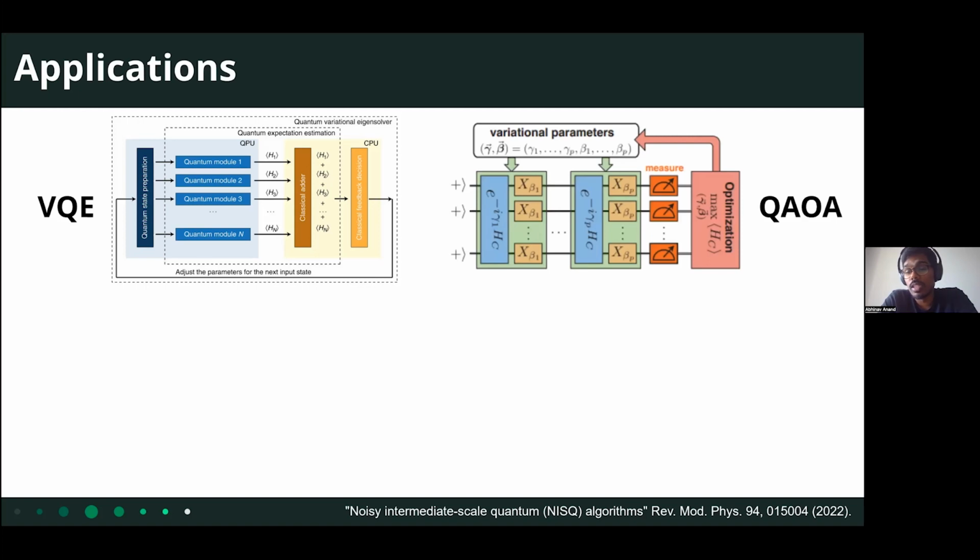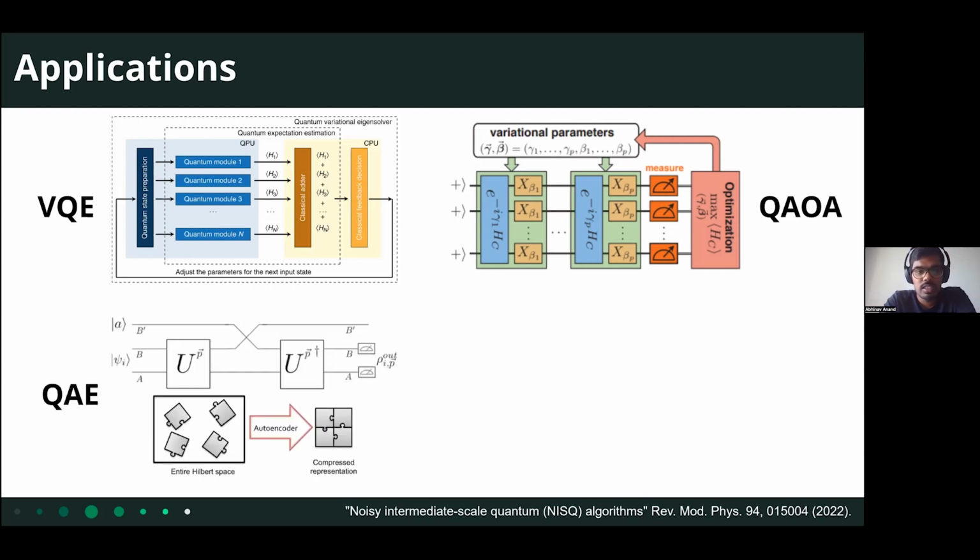Another one is called QAOA, which is basically trying to solve some kind of optimization problem on a quantum computer, something like maxcut or things like that. These two have been modified over the years for so many different applications. Another area is quantum autoencoders. This is basically to find efficient representations of quantum states.